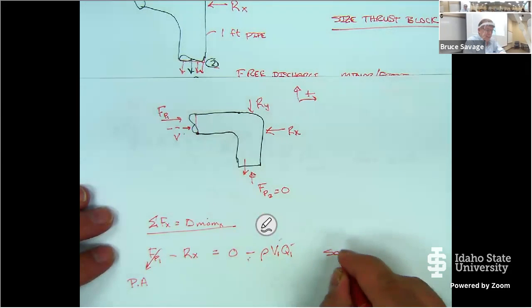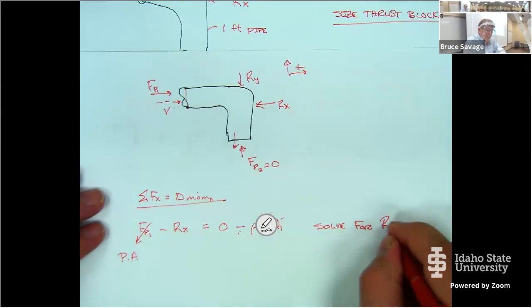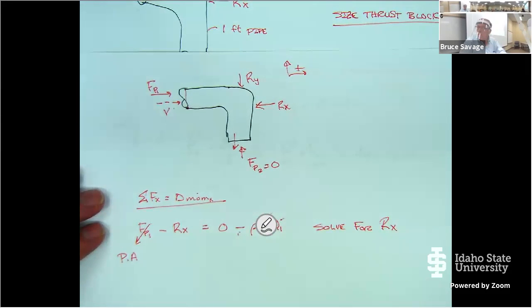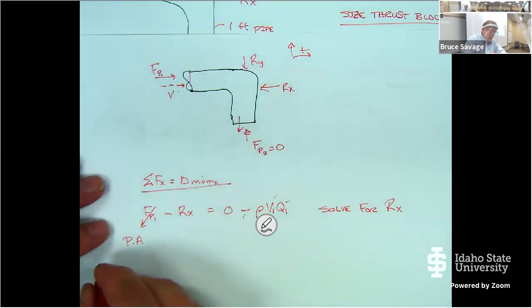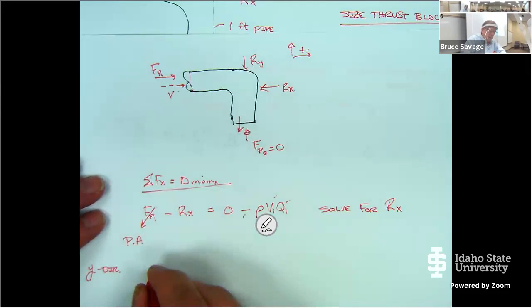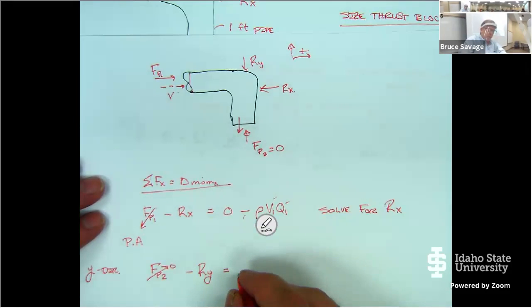So now I can solve for Rx. Let's do the Y direction, okay? So I'm going to get Fp sub 2, which we said goes to 0, minus R sub Y, those are the only two forces, is equal to what's going in, what's going out.